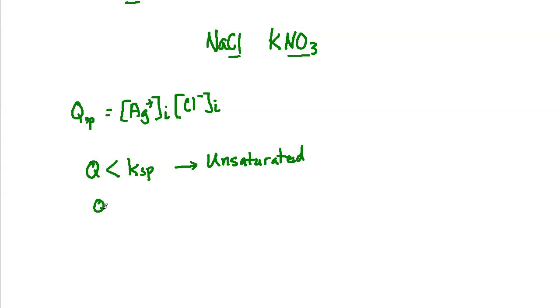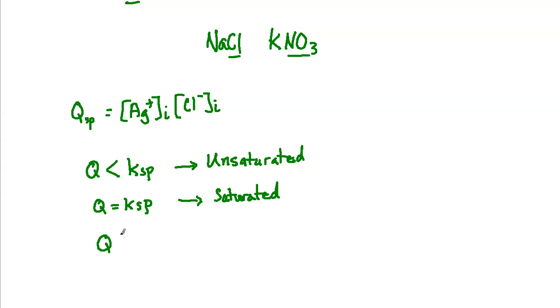Now when Q is equal to KSP, that means that the solution at that very moment is saturated, right? And saturated is a very specific state because it's got one value. Unsaturated is everything up until you hit the value of saturated, and then if you go past that, you can create a solution that's called a supersaturated solution.